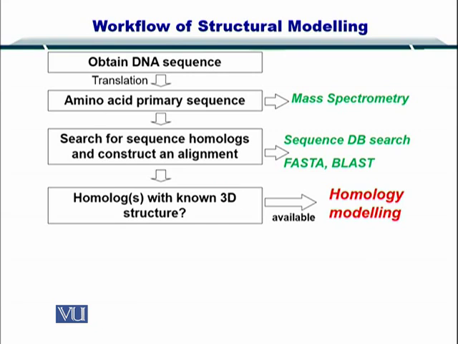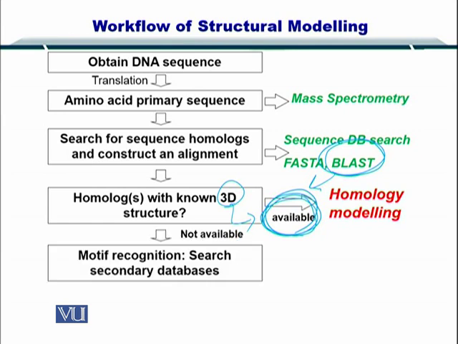Remember that the only requirement for homology modeling is that the structure of the proteins is known. So the proteins that came from the BLAST should have their 3D structures also with them. In case they do not have the 3D structures, then there are other methods such as motif recognition, in which you search the secondary structural databases. Sometimes it's also called fold recognition. You can also do ab initio modeling, which is a complex method towards determining the protein structure.